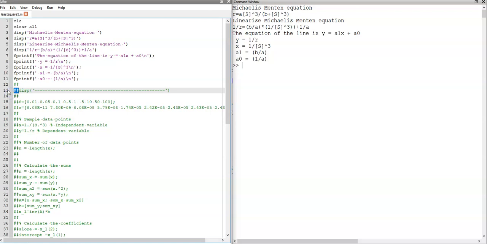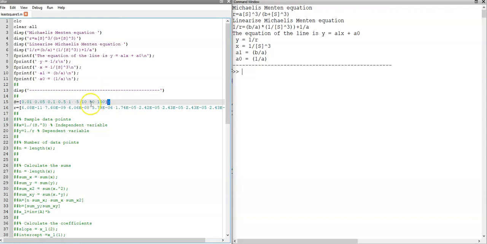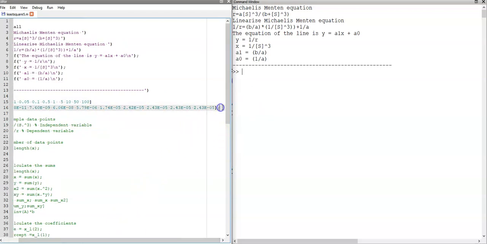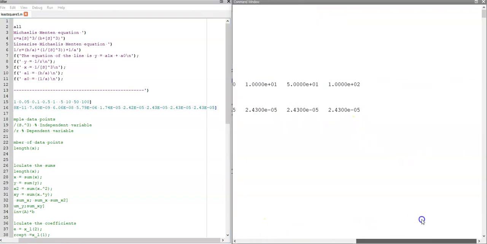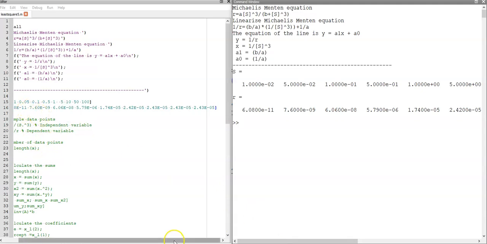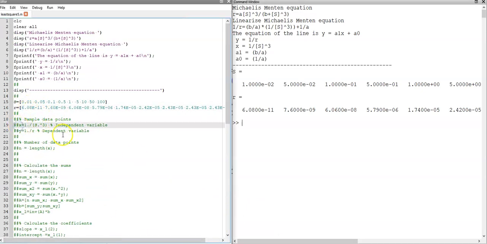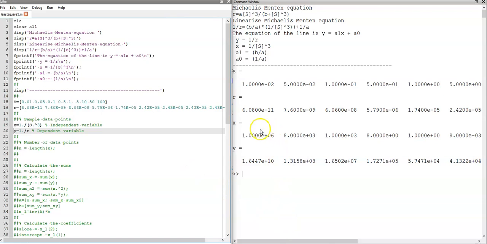Now we can do the display. We have s data and r data, that we can show. These are the s data and r data. Now we have to make s data and r data into x data and y data, so x is equal to 1 by s cube and y is equal to 1 by r. So that we can do, and we get x and y data.